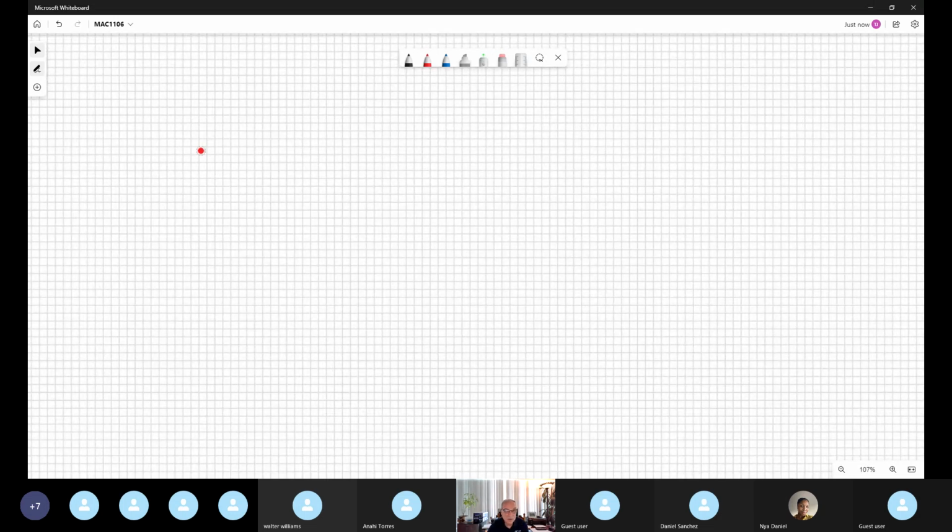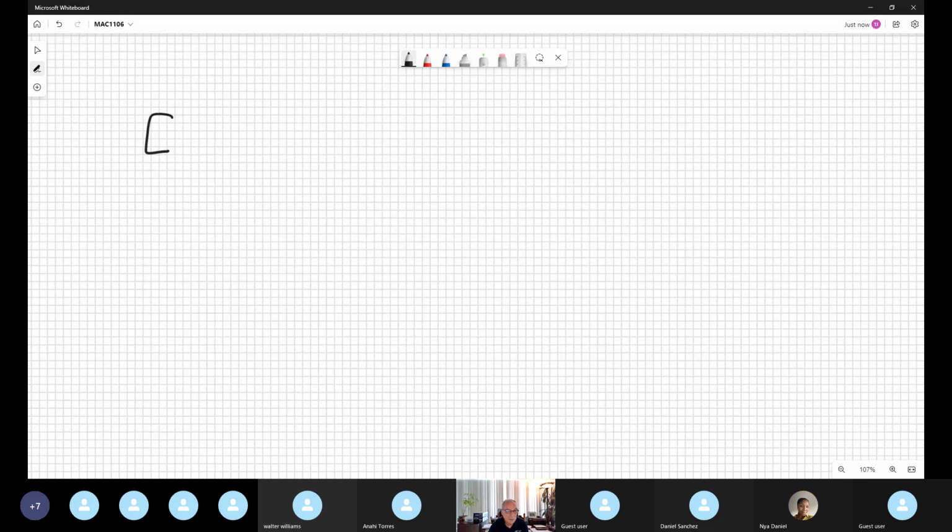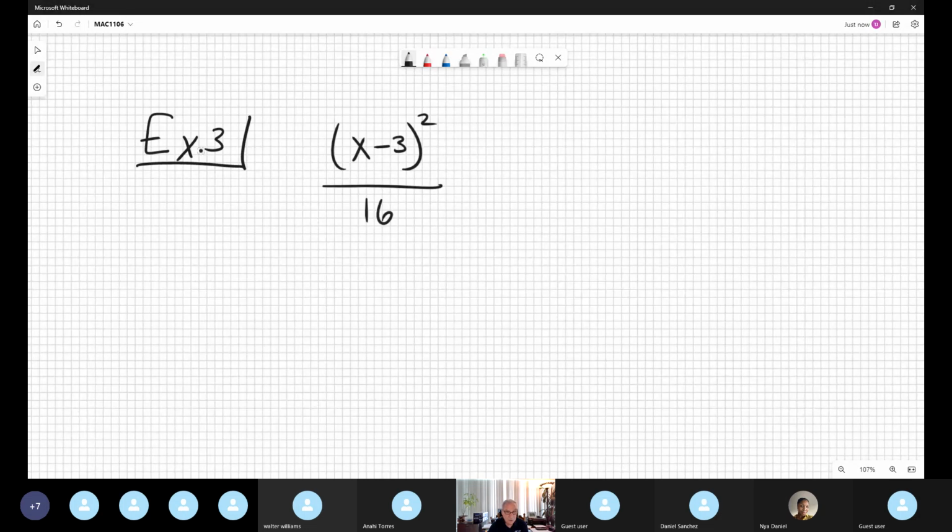Let me erase. Now I want to complicate your life a little bit. Example 3. Not too much, but something. Here, example 3. Example 3 gives an equation, and you need to find every point and segment, and plot that. So, (x minus 3) squared over 16 plus (y plus 2) squared over 25 equals 1. Copy that. My question number 1 is, select yes or no.